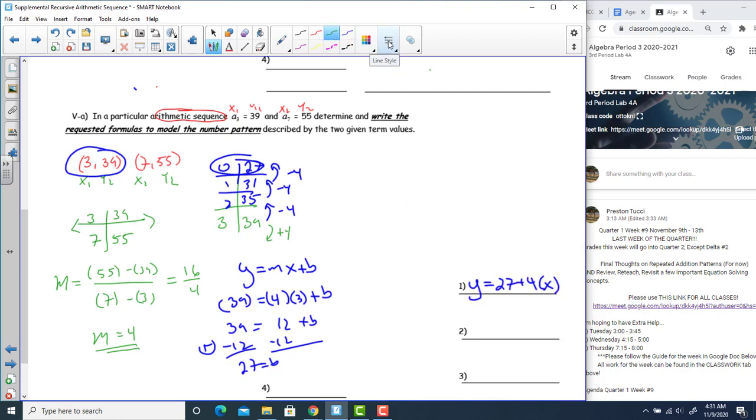To translate that into an explicit arithmetic sequence formula, most of the world doesn't call x the number they don't know, they call it n. So y would be the amount after n number of repeated additions. We'd start at 27 and we would add 4 n number of times.